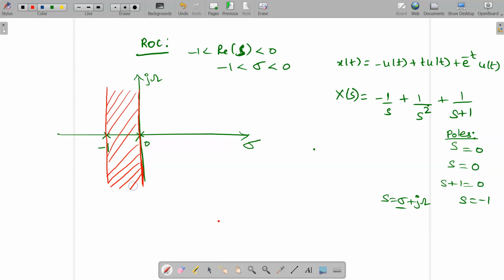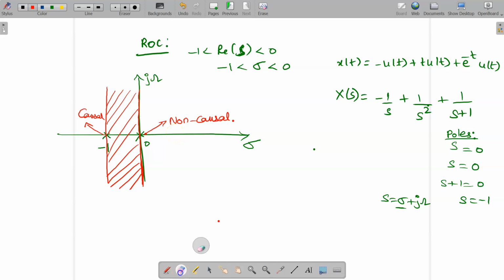So now coming to the condition. Whenever your ROC lies to the right side of a particular pole, here I am considering this as one pole, here the ROC lies to the right side of this particular pole, then this particular pole is said to be causal. Whenever the ROC lies to the left side of a particular pole, then that particular pole is said to be non-causal. So if the ROC lies to the right side of a pole, that pole is causal. When the ROC lies to the left side of a pole, that pole is non-causal.